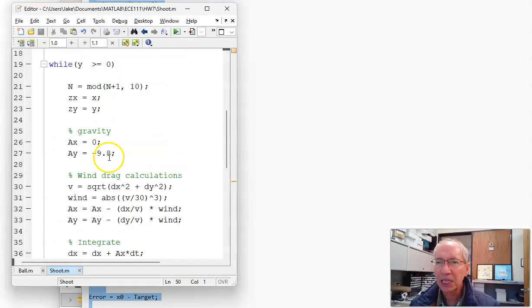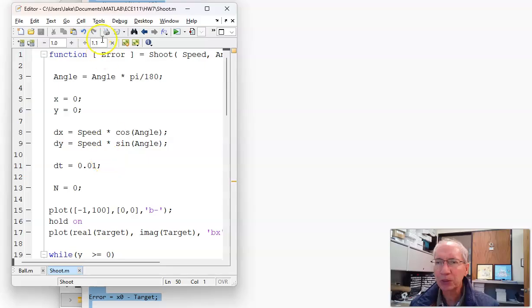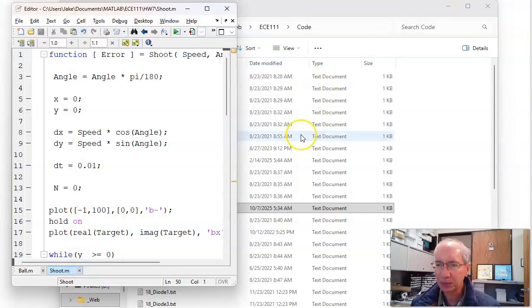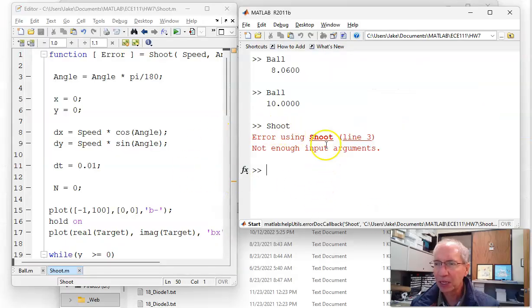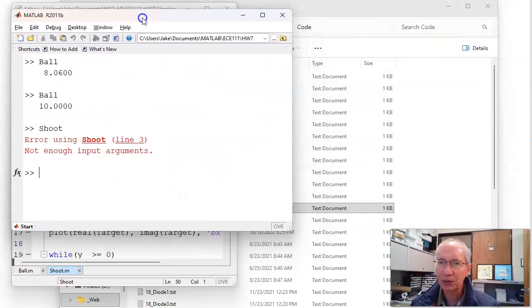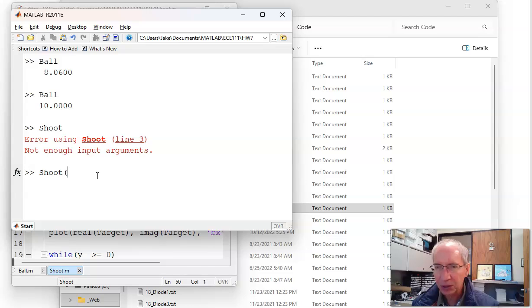Go to Bison Academy, copy the program called shoot, and then save it in your current directory. I can now call it. I can't execute it. If I try to execute it, I get an error statement. So there's Matlab saying you can't execute subroutines. You can call them, but you can't execute them. Pick a random target. Here's my initial speed, initial angle, target.